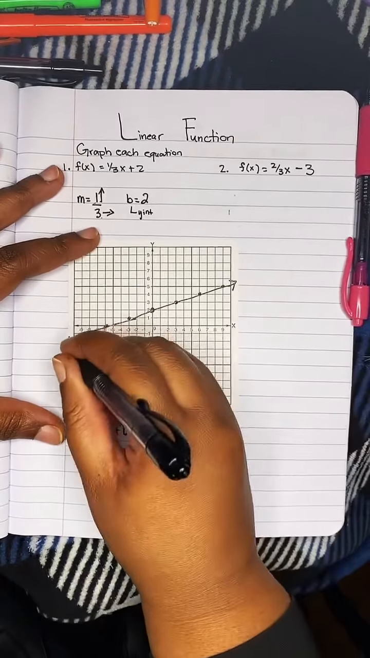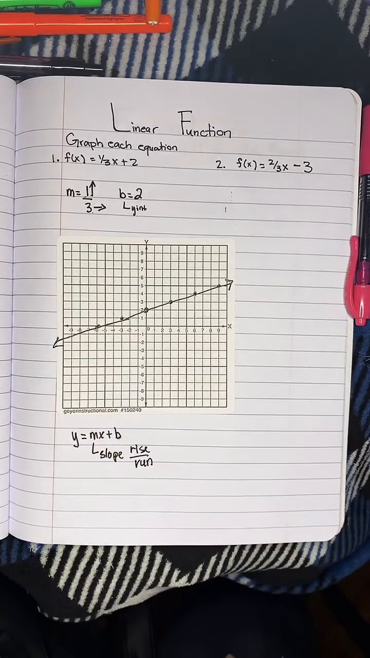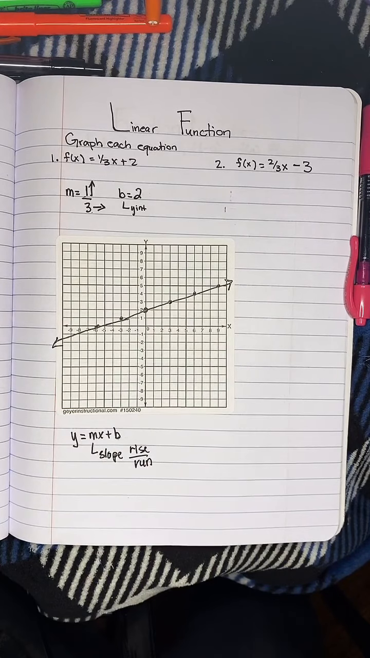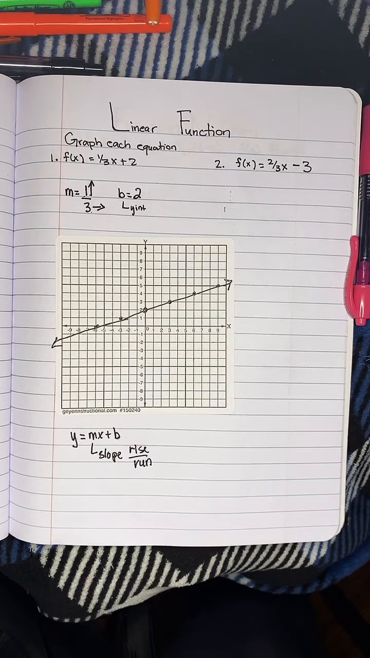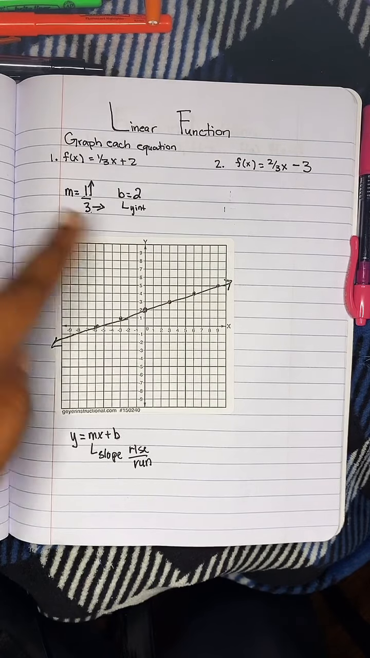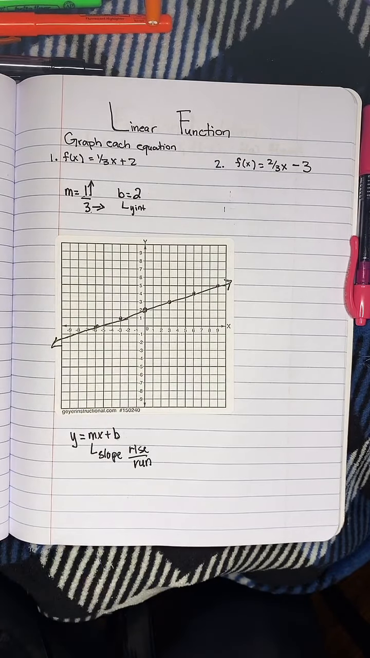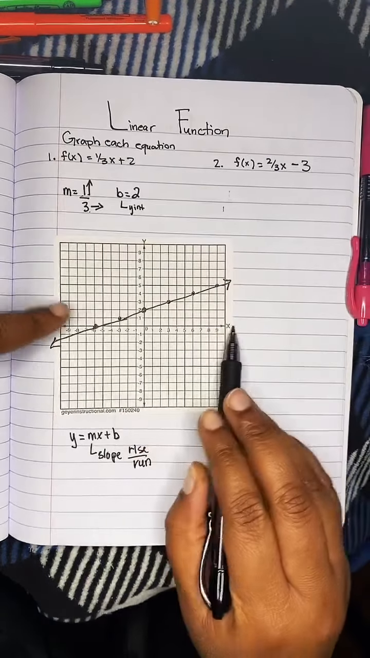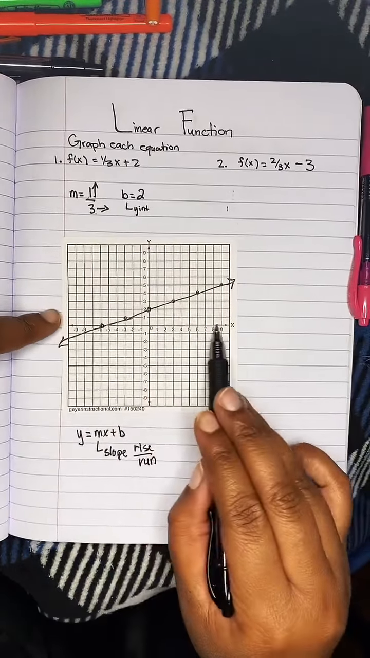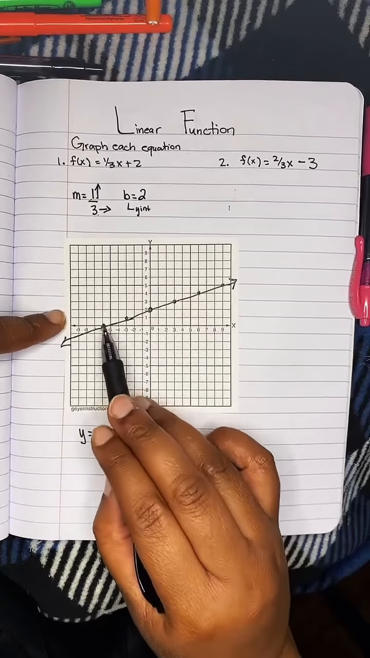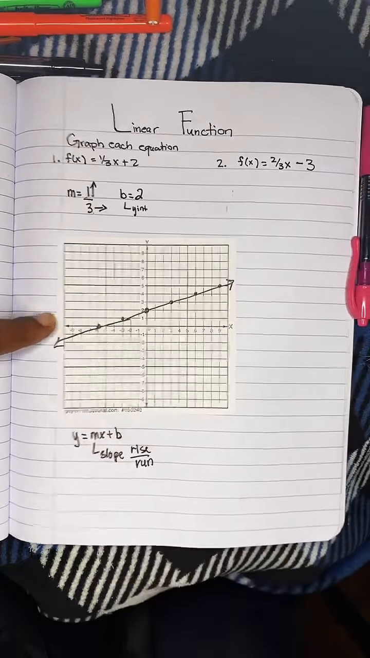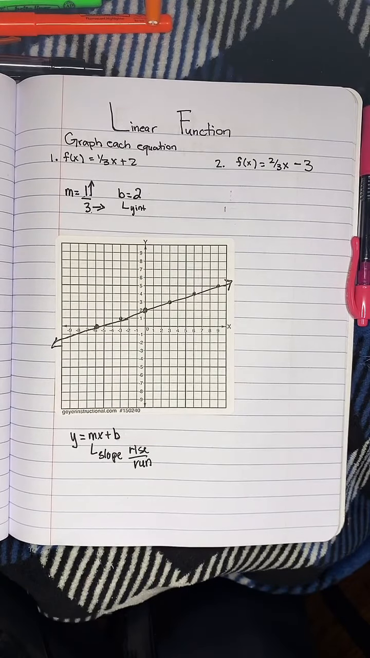Okay, so let's say we have this. Can somebody tell me what is the x-intercept? What is the x-intercept on this graph? Does anybody know? -6, -6. Yes. Remember, the x-intercept is where it hits the x-axis. And it hits it at -6. Perfect, you guys. Wonderful.